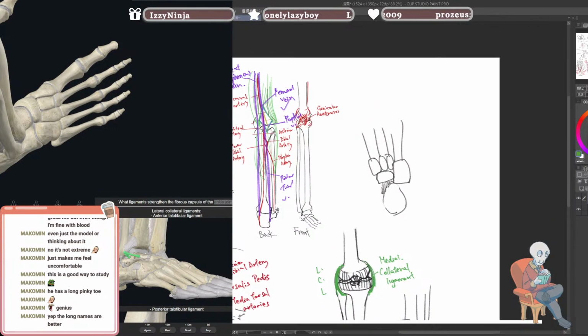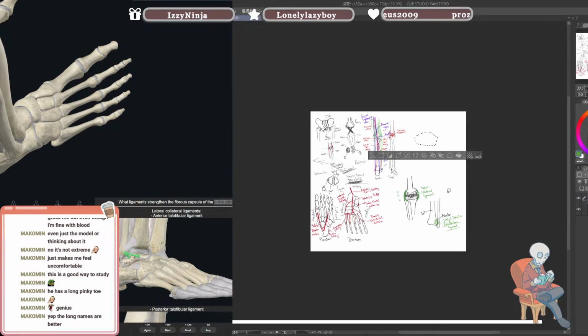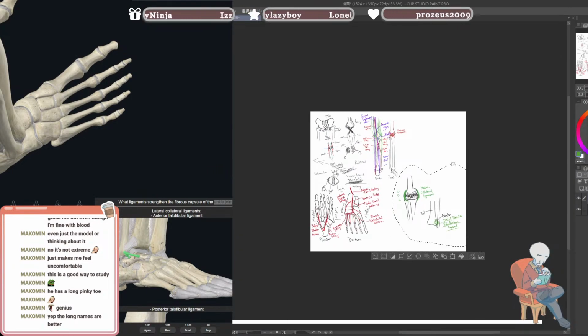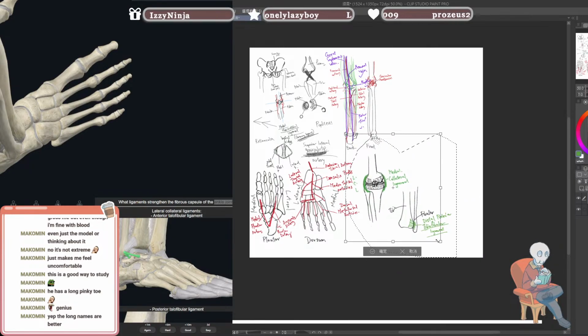So, delete this part. I don't really need it. And these knee stuff, and just go to the side.